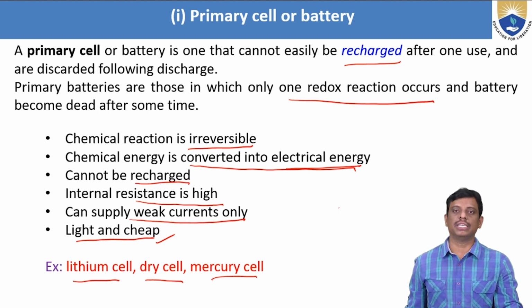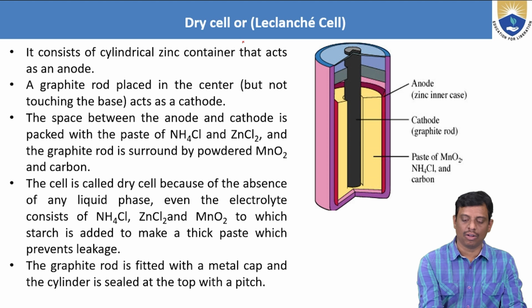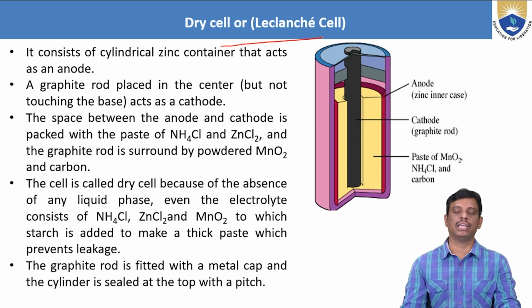Now we are going to discuss one example of a primary battery. That is the dry cell or Leclanche cell, the Leclanche battery.